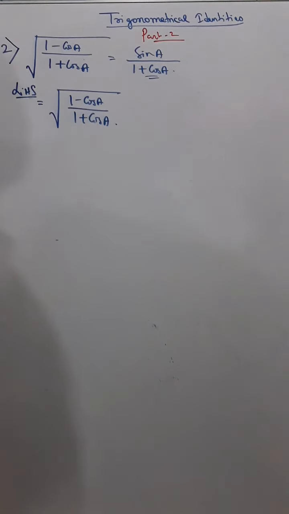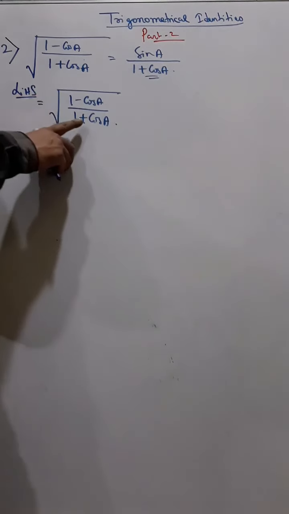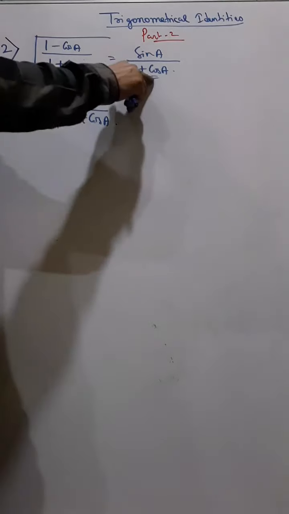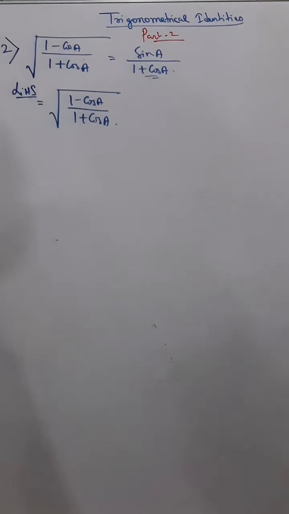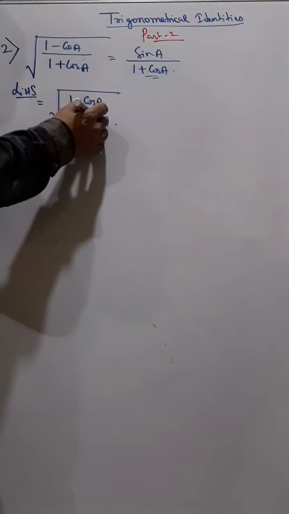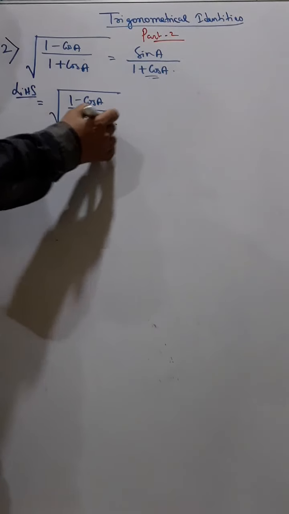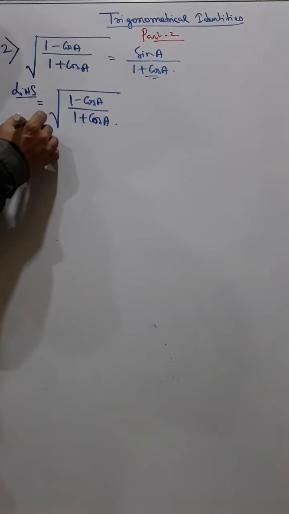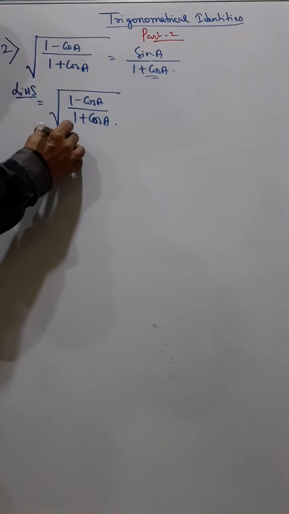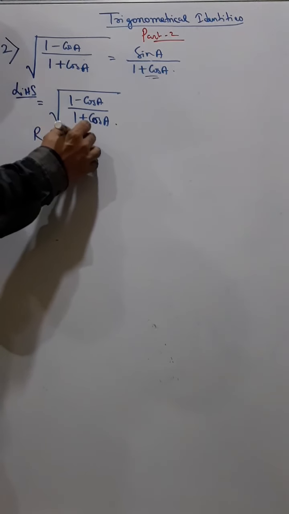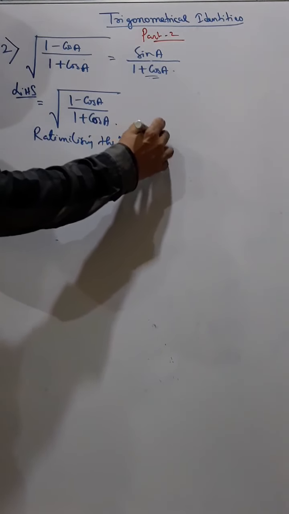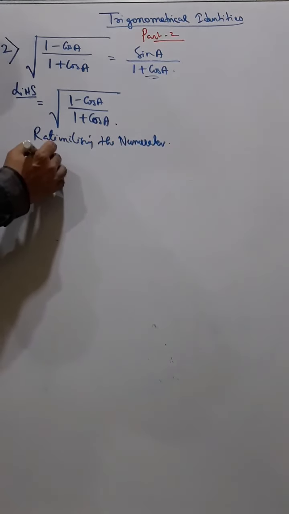Sine square A. But here we don't want to change the denominator, because you see in the left hand side denominator you have 1 plus cos A, in the right hand side also you have 1 plus cos A. So since you don't want to change the denominator, that means the numerator has to be changed, because you require sin A here, and therefore in this sum we will do rationalizing the numerator. Okay, understand? So rationalizing the numerator.